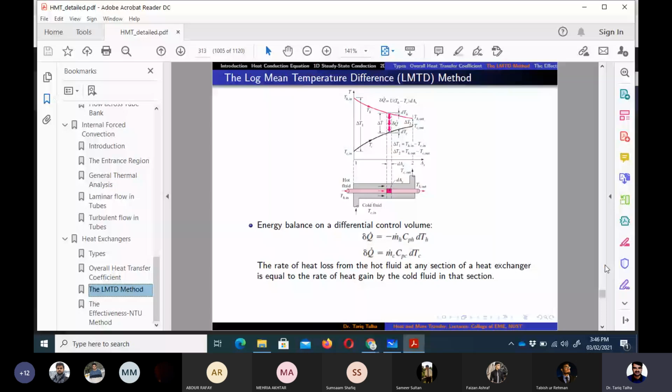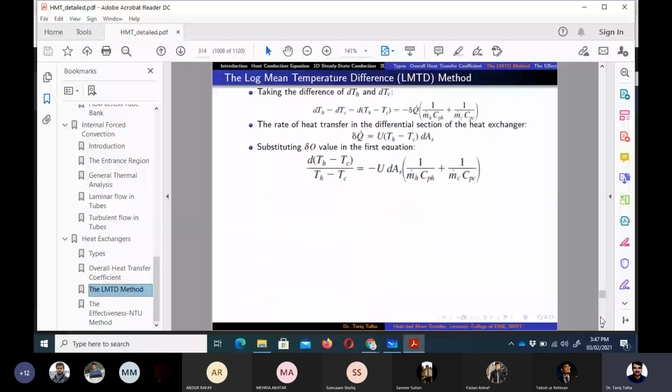And now if we want to write dTH, we can say that dTH is equal to minus delta Q upon m dot h Cph from this first relation, and similarly dTC is equal to this. And if we do the mathematical manipulation, taking the difference of the temperature change between the cold and hot fluid when they pass through that differential area, that can be written in terms of delta Q by this relation. And we did all this on the whiteboard in yesterday's class.